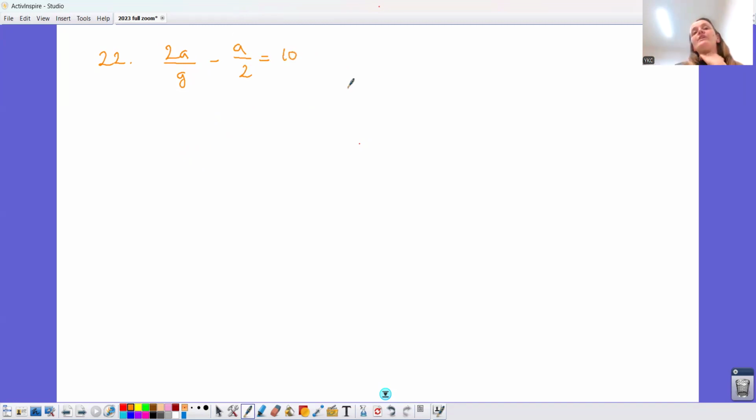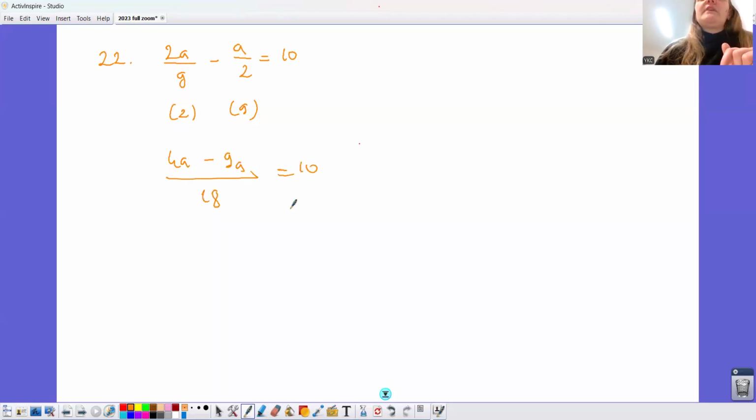This is an equation question. Because we have fractions, firstly I need to do the operation between fractions. I need to make the denominators the same. So it will become 2 times 2, 4a, minus 9 times a, 9a over 2 times 9, 18, is equal to 10. So 4a minus 9a is minus 5a over 18 is equal to 10.